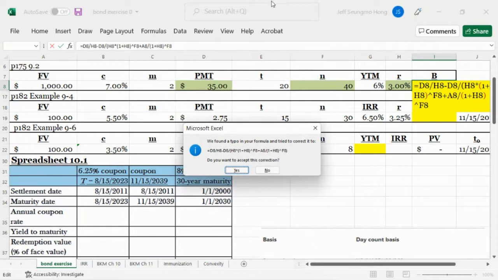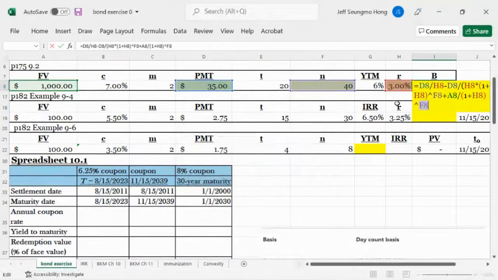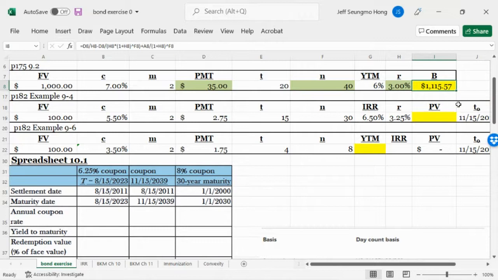Hit enter. Something's not right. Oh, I see. I should have closed this. I forgot to close that parenthesis. Instead of closing the parenthesis, I accidentally hit plus there. So hit enter. We got this: 1,115.57. Everyone got the result?